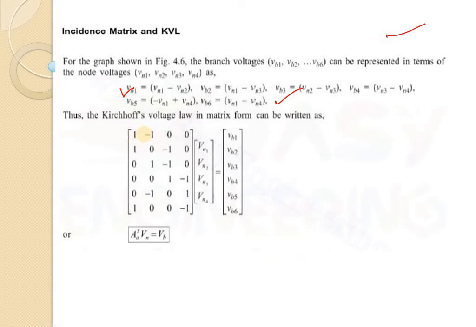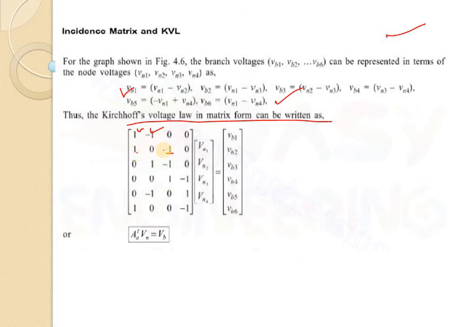Now, the Kirchhoff's voltage law matrix we will form. So, definitely VB1 will be Vn1 minus Vn2. That means in place of Vn1 it will be plus 1, in place of Vn2 it will be minus 1, and the remaining 3 and 4 will be 0. That is this one. In case of Vb2, Vn1 and Vn3 are present. That means in place of 1 it will be plus 1, in place of 3 it will be minus 1, and the remaining 2 and 4 will be 0. So this is that one.